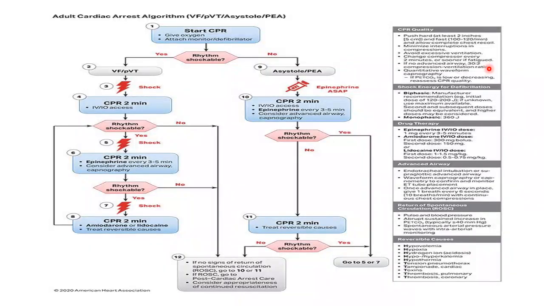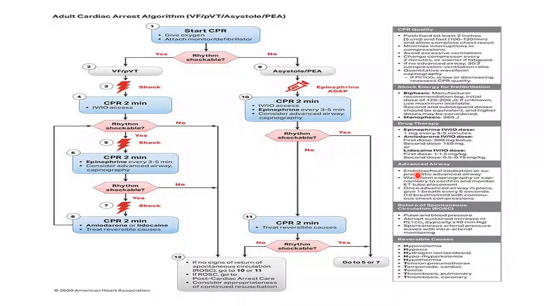When you ventilate, it is 30:2 when the patient does not have an advanced airway, that is, 30 compressions and 2 ventilations. Along with that, if you have a capnography ETCO2 probe, connect to it and check the quantitative waveform capnography. If the ETCO2 is low or decreasing, reassess the CPR. Shock energy: for biphasic shock we use 120 to 200 joules.